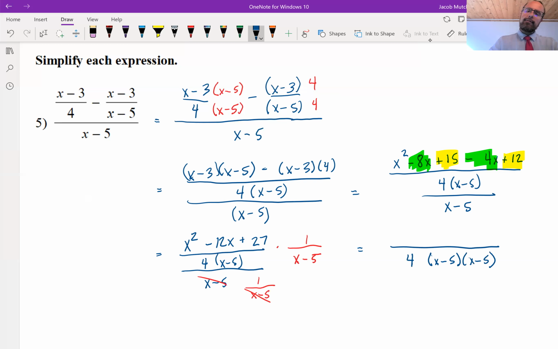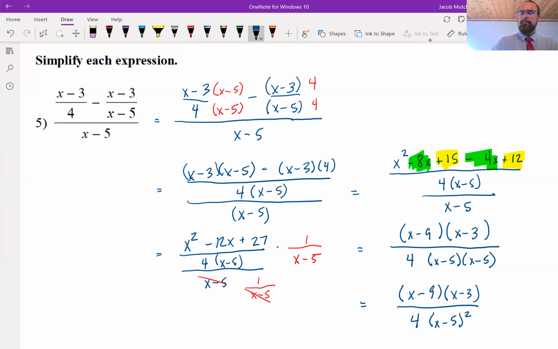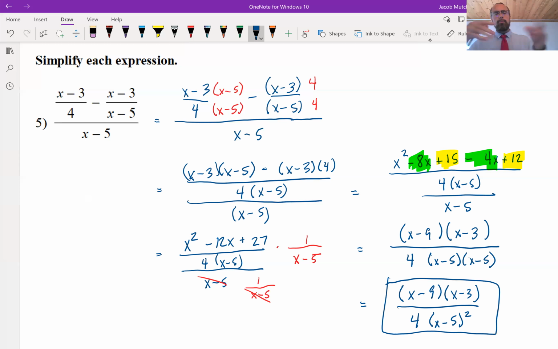Then I see I could probably factor that numerator in its current form. I'm looking for numbers that multiply to 27 and add to negative 12. That's x minus 9 times x minus 3. And that really is a final answer. I could be a little more efficient in my denominator. I would say my final form here is x minus 9 times x minus 3 over 4 times x minus 5 squared, since there are two of those factors. And that's complete. Again, I've taken multiple fractions in the numerator over denominator to a single numerator over denominator.